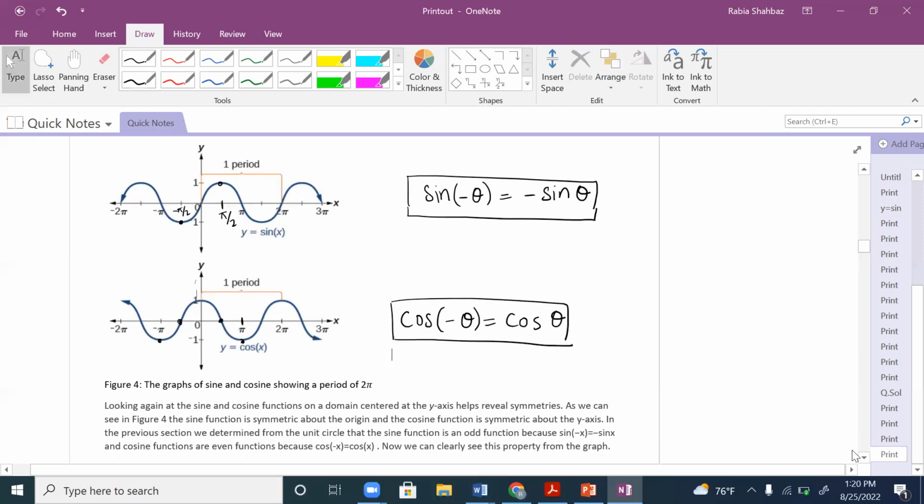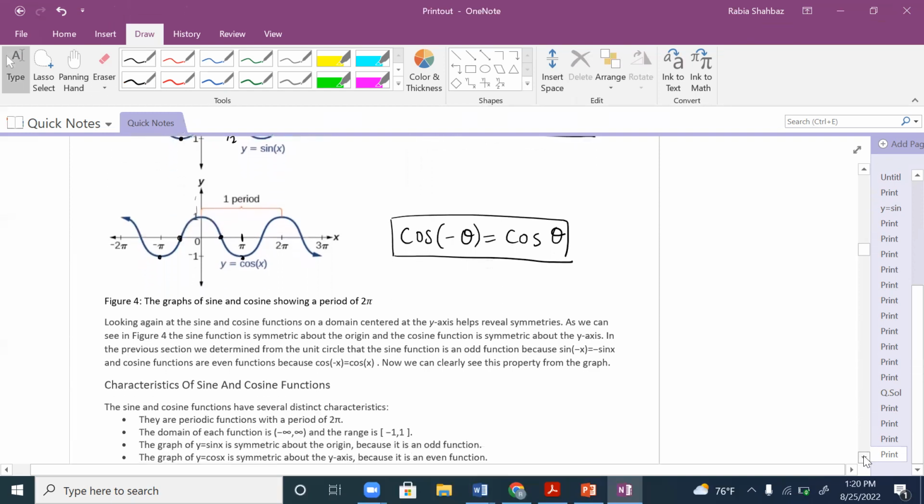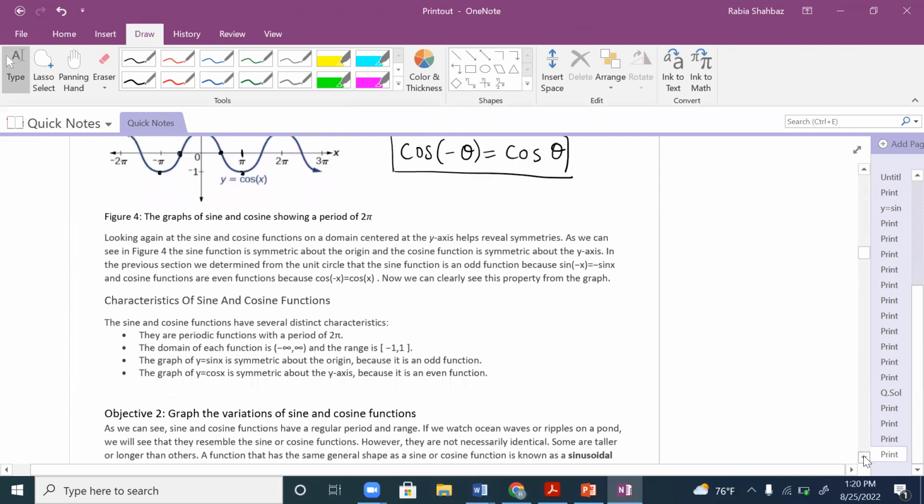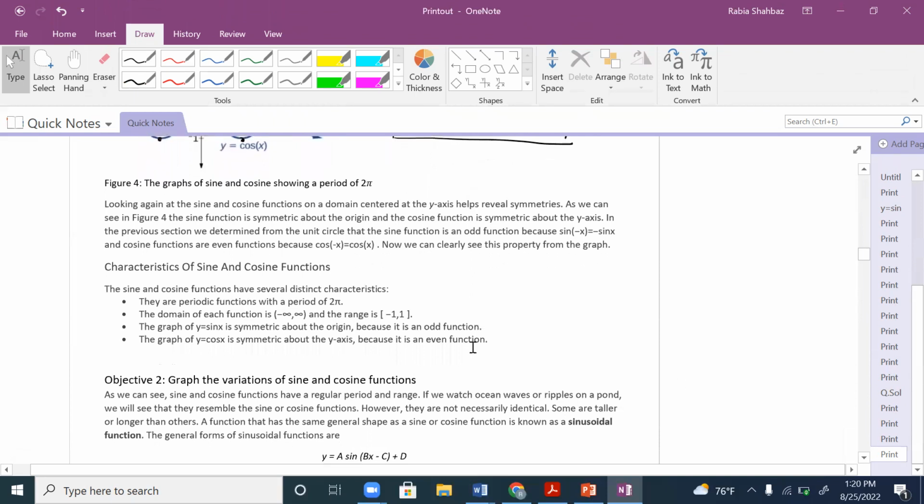So let's summarize the characteristics of sine and cosine graphs. They both are periodic functions with a period of 2 pi. The domain for both is all real numbers, or negative infinity to positive infinity, and the range is between negative 1 and 1, and negative 1 and 1 are included. Sine functions are symmetric about the origin, so they're odd functions, and cosine functions are symmetric about the y-axis, so they are even functions.